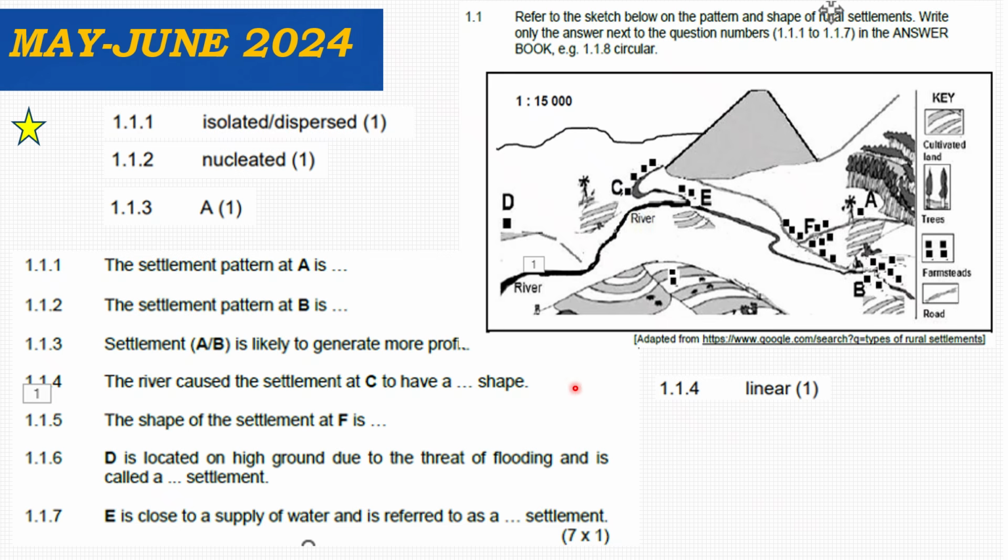The shape of the settlement at F. Let's look, where's F? There's F here. You can see this is where these roads are meeting. It's a type of crossroad. You can see it's forming a T. Let me draw there so you can see it properly. Yes, the road intersects here with another one. It forms a T shape. So this settlement shape has to be a T shape. 1.1.5 is a T shape.